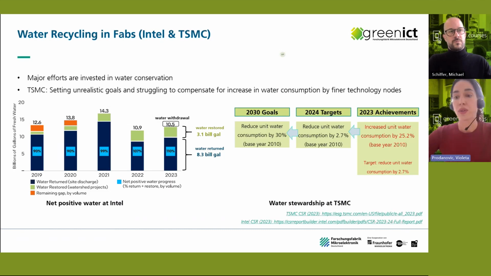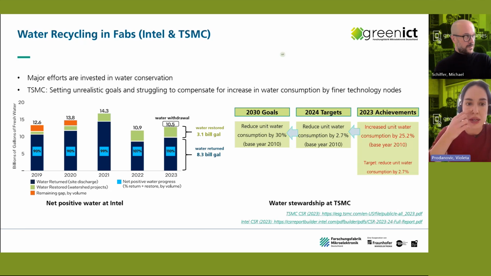On the other hand, of course, that doesn't mean that the companies are not investing efforts into water recycling and environmental preservation. In the case of TSMC, it's really just very difficult to keep up with being environmentally very aware and keeping the production up and producing more and more modern chips.